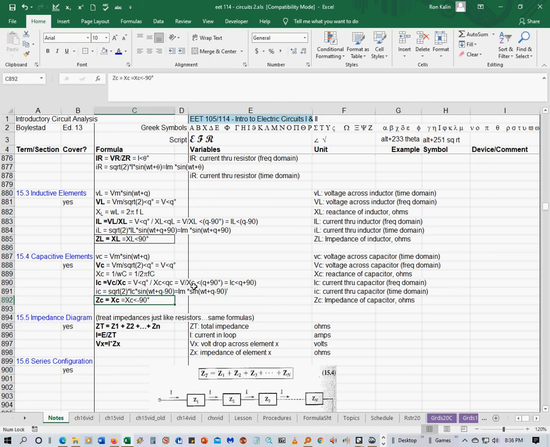So if the negative 90 is in the denominator, you end up adding it here and then convert this back into the time domain. I sub C equals the square root of 2 times this magnitude, capital I sub C, times sine omega t plus theta plus 90. That equals the maximum value of the sine wave, I sub m, times sine omega t plus theta plus 90.